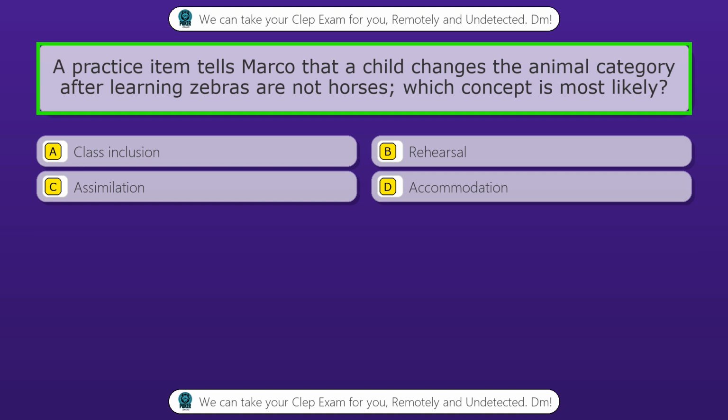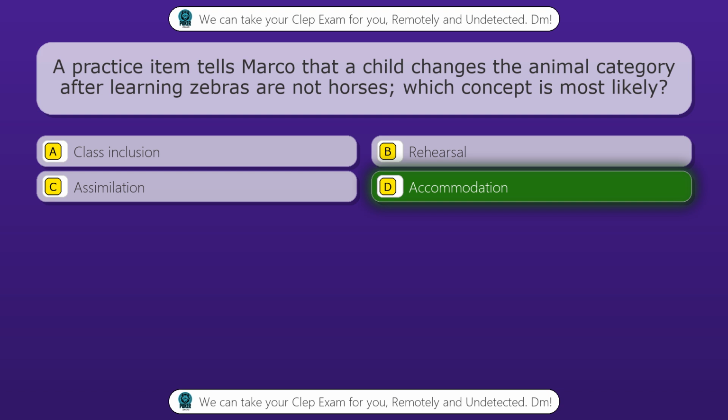Question 15. A practice item tells Marco that a child changes the animal category after learning zebras are not horses. Which concept is most likely? Option A, class inclusion. Option B, rehearsal. Option C, assimilation. Option D, accommodation. The correct answer is option D, accommodation.